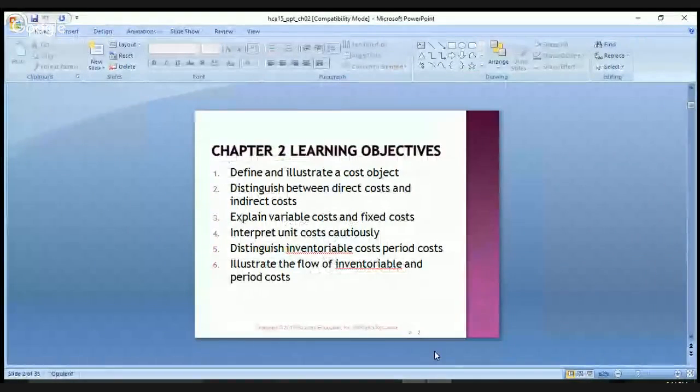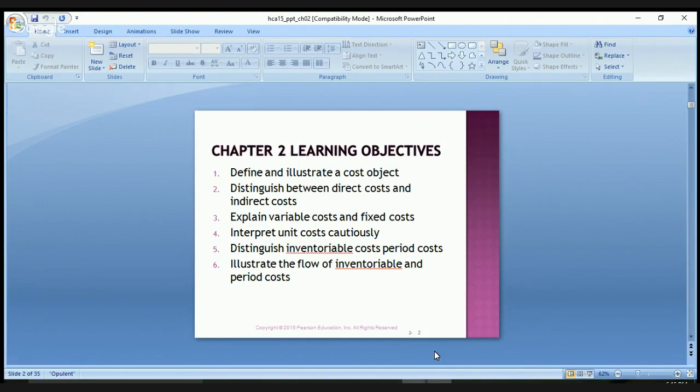All right. So the objectives for chapter 2 are: we're going to define and illustrate a cost object. We're going to distinguish between direct costs and indirect costs. We're going to explain variable costs and fixed costs. We're going to interpret unit costs cautiously. Define inventoriable cost and period cost, and illustrate the flow of inventoriable cost and period cost.